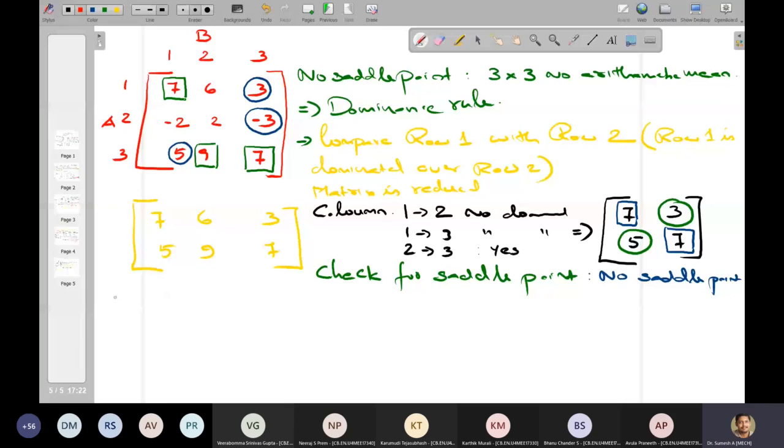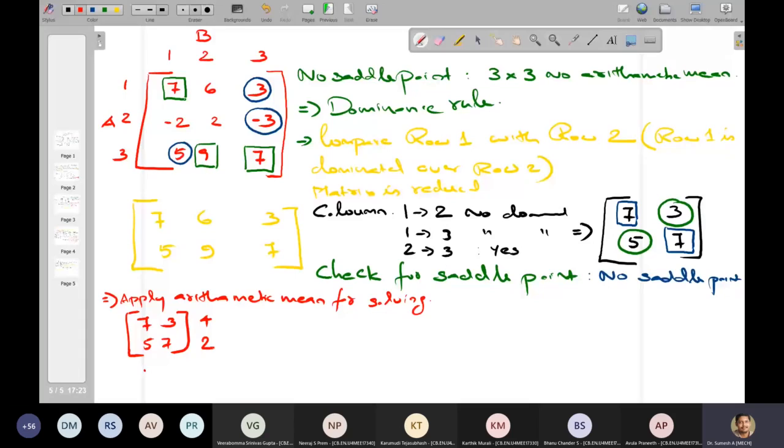Apply the arithmetic or algebraic mean for solving. So find the row difference: 7 and 3, and 5 and 7. So the row difference is 4 here and 2 here. The column difference here is 5, so the total is 6 and this is 7.